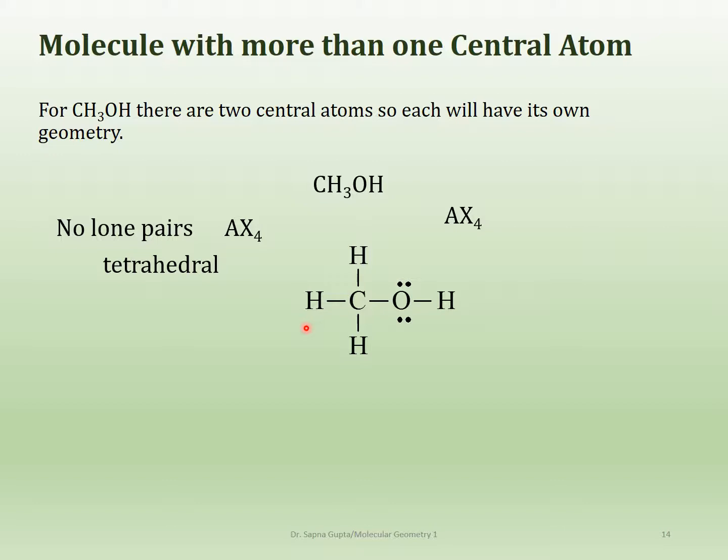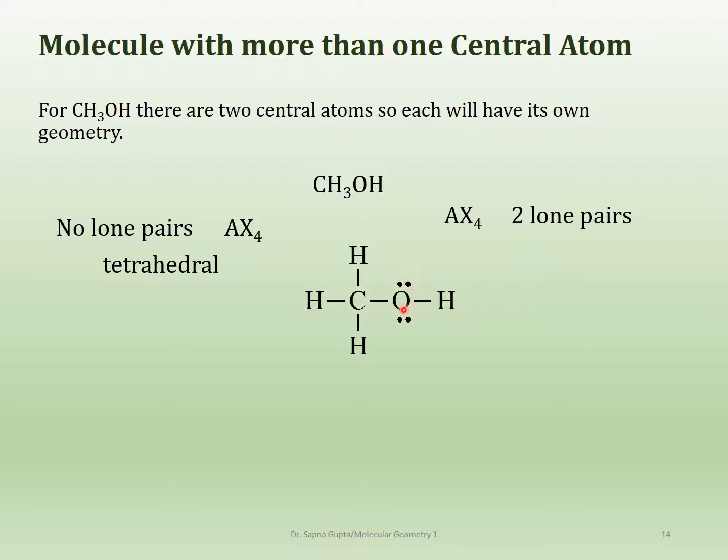Now let's look at oxygen. For oxygen, the formula is going to be AX2E2 because now you have oxygen which has 2 atoms and 2 electron pairs on it. So AX2E2, which means you still have 4 electron groups. So you still have the 4 electron groups, but now you have 2 lone pairs of electrons and only 2 atoms.